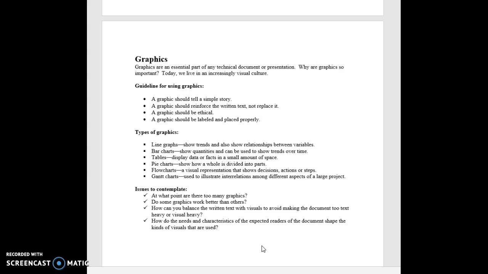And then, at what point are there too many graphics? Are there too many? Are there not enough? At what point are the graphics going to be a problem? Do some graphics work better than others? And I would say if you see that going on, delete the others that aren't working for you. How can you balance the written text with visuals to avoid making the document too text heavy or too visual heavy? And then how do the needs and characteristics of the expected readers of the document shape the kind of visuals that are used? Again, all of this needs to be into play when you're starting to design something.